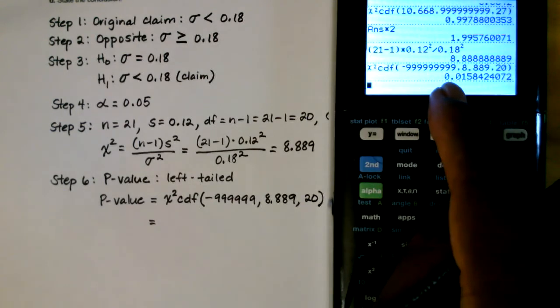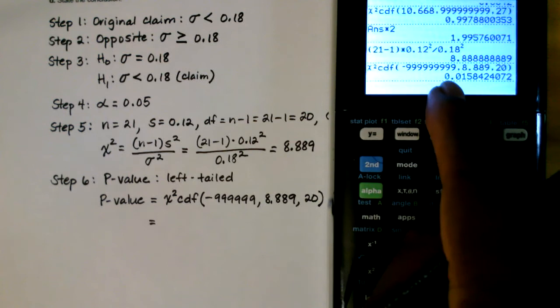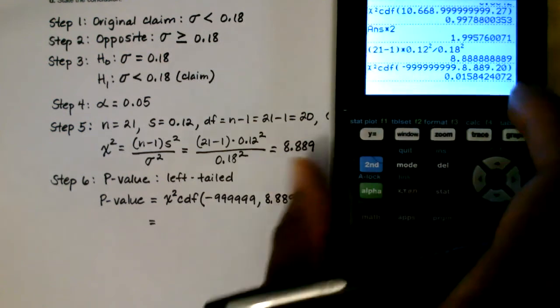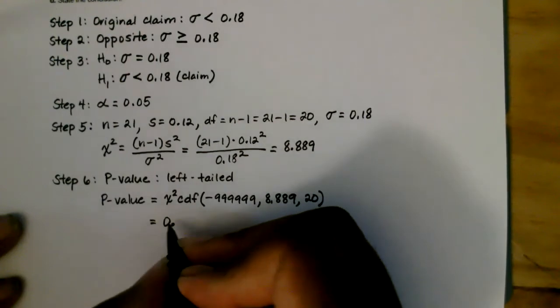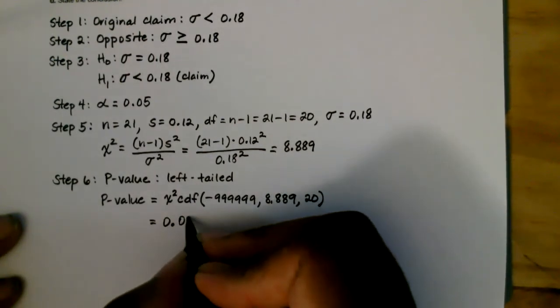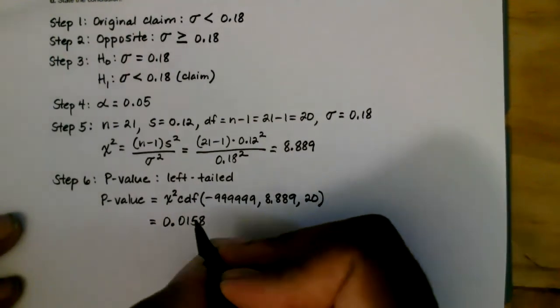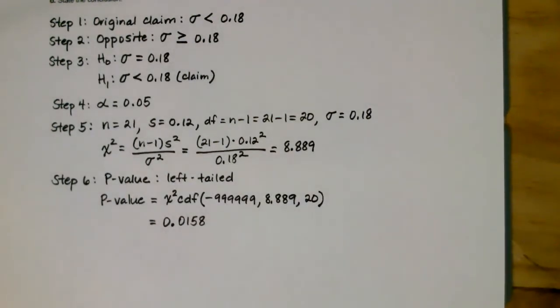And I think they say 4 decimal places in the homework. This will be 0.0158. Now, I do want to warn you about how many decimal places they want you to round off to. Pay close attention to the directions in the homework in MyMathLab. If they say 3 decimal places, then you round it to 3 decimal places. If they say 4 decimal places, round it to 4 decimal places. Okay?